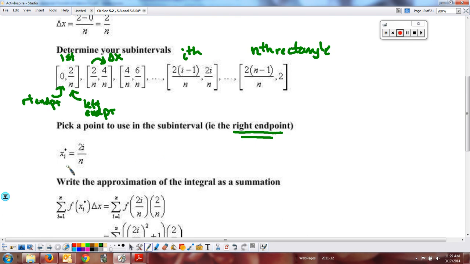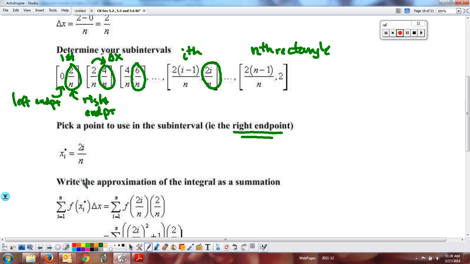Your left endpoint's on the left side, and your right endpoint is on the right side. So I am picking the endpoint that is on this side each time. So I'm picking 2 over n, 4 over n, 6 over n, my 2i over n, okay? And I want to keep it general, so we're going to call it 2i over n.